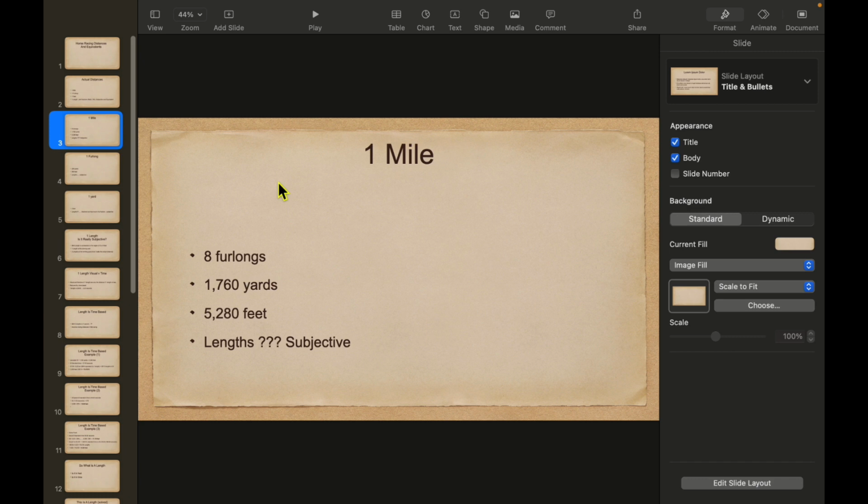So 1 mile. 1 mile is 8 furlongs. 8 furlongs is the same as 1,760 yards, which is also the same as 5,280 feet. How many lengths are in a mile? Again, that's subjective. So all these numbers, different measurements of a mile, all equivalent. But lengths, you don't know as yet, do you?